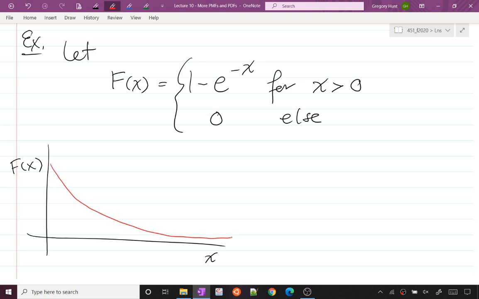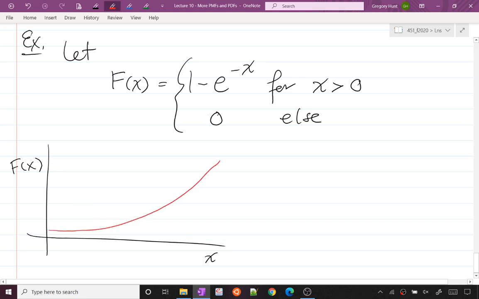As x goes to infinity, e to the negative x... Oh, that's the wrong way. Let's think about this. It's going to be the other way, right? Oh, it's 1 minus it. Yep. Good thing we're drawing this out. Let's think about it, right? So here's my line at 1. It's probably going to look something like that, isn't it?